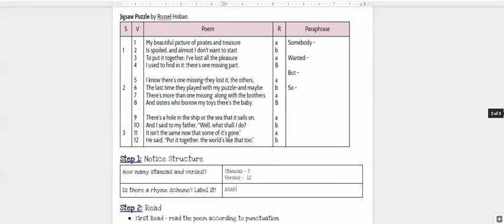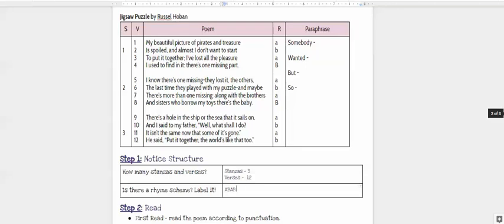My beautiful pictures of pirates and treasure is spoiled. And almost I don't want to start to put it together. I've lost all the pleasure I used to find in it. There's one missing part. I know that they're missing. They lost it, the others, the last time they played with my puzzle. And maybe there's more than one missing.